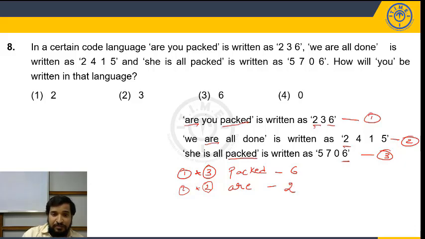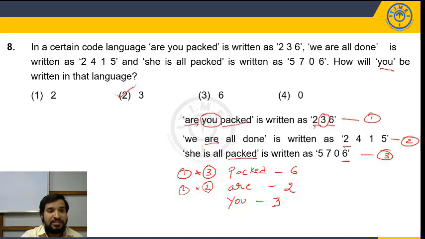In sentence 1, what's the remaining one? "You" is the remaining. In code, 3 is remaining. Now what is asked in the question? How will "you" be written in the language? So "you" is coded as 3. In line 1, only "you" is remaining and is coded as 3. So choice 2. No need to solve the remaining set. What is asked here? "You". So "you" is coded as 3.